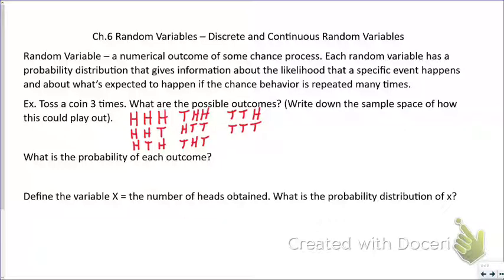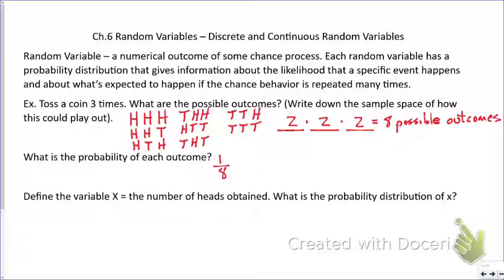And one way to check if you've got them all is, I'm flipping the coin 3 times. So there's 2 ways it could play out on the first flip, 2 ways on the second, 2 ways on the third. Multiply, and there are 8 possible outcomes. All right, hopefully that's easy. Probability of each, well, hopefully you see it's 1/8.